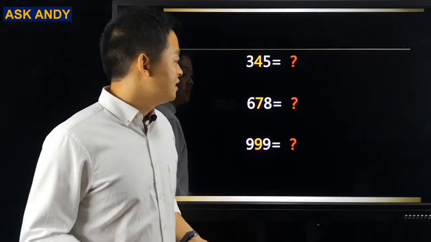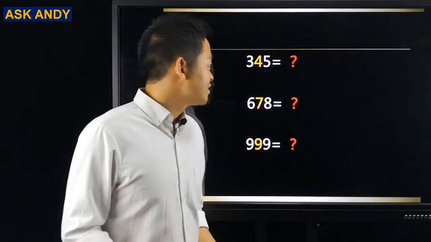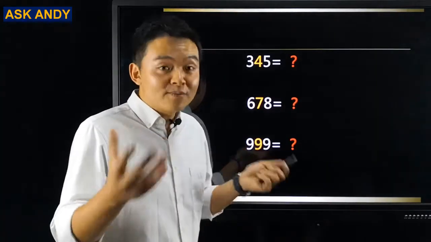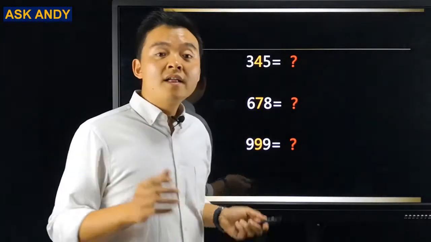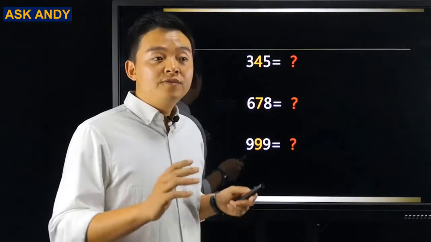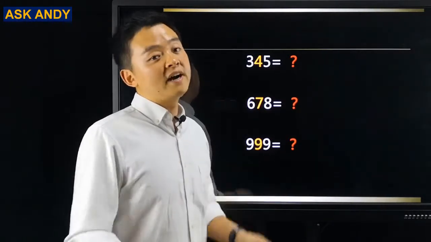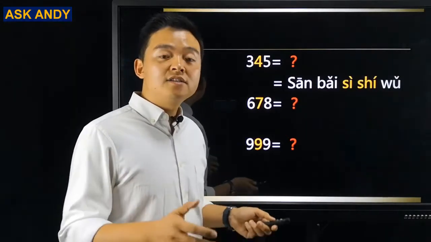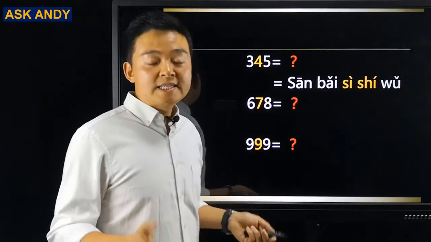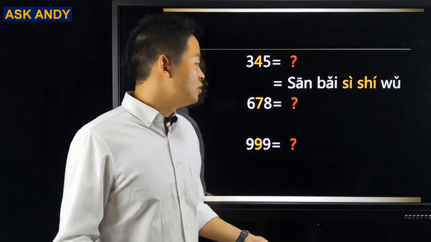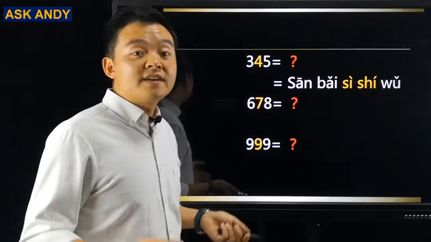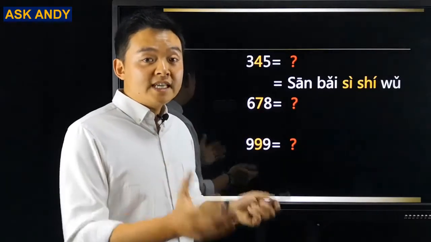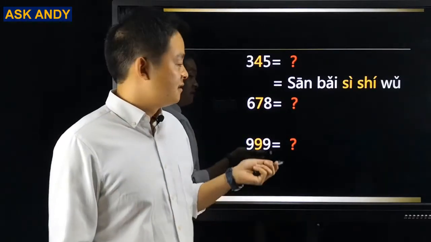So it's sort of a quiz. Let's try it. So 345. So you need to think about it in your mind. So it will be 304 times 5. That is 345. 678. So that will be 607 times 8.